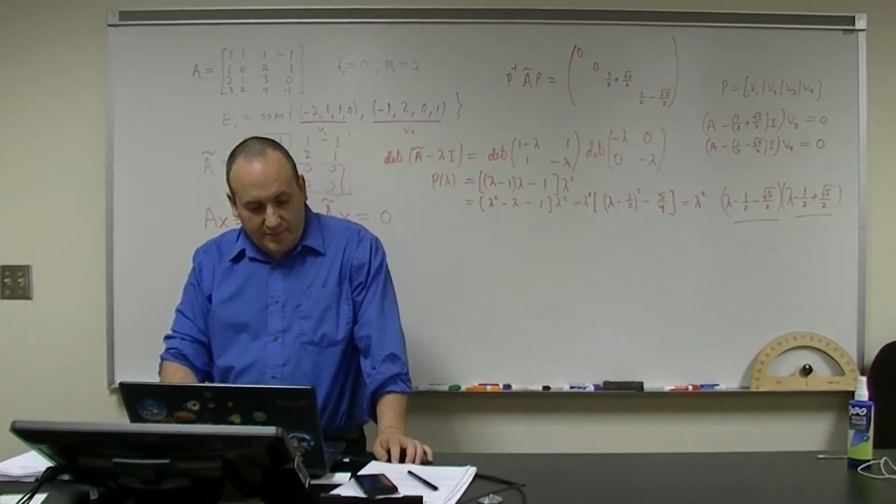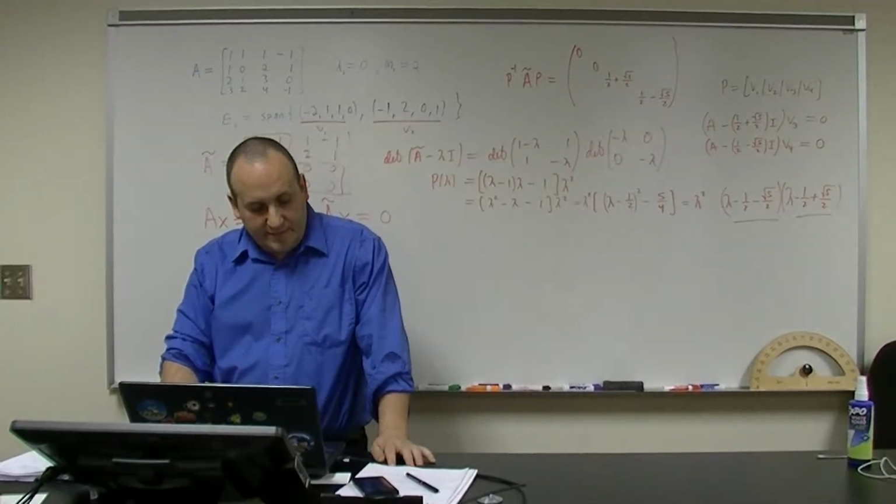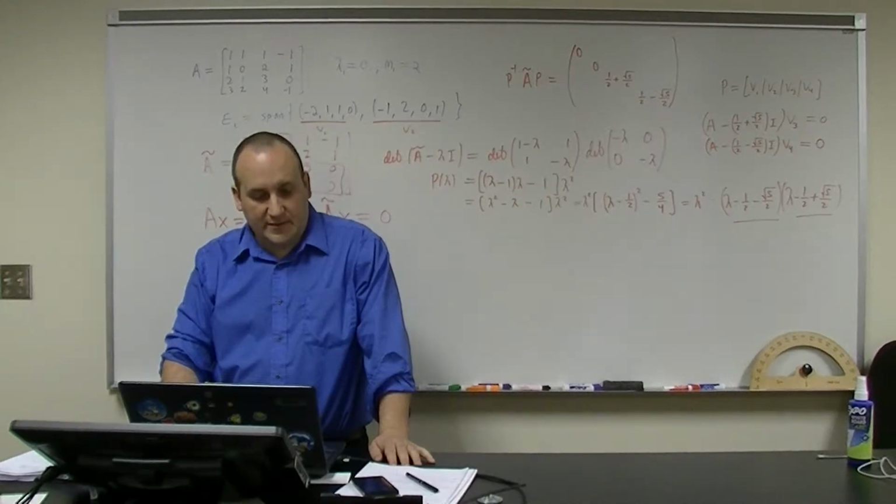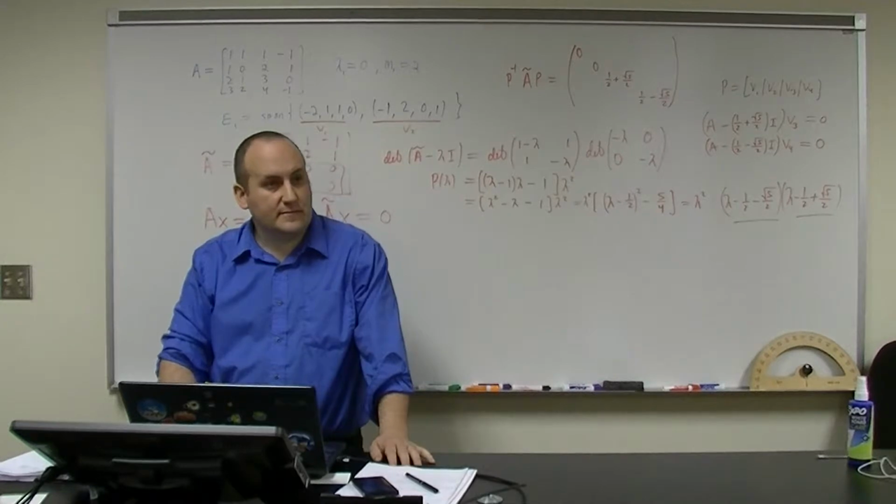Right. We proved that a matrix is diagonalizable if and only if there's an eigenbasis for the matrix, or the corresponding linear transformation, if you like.